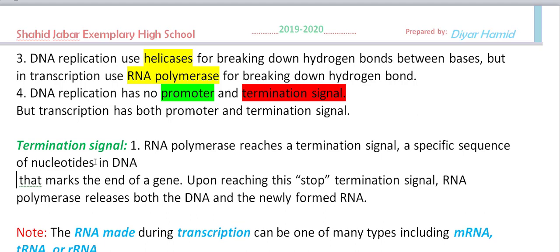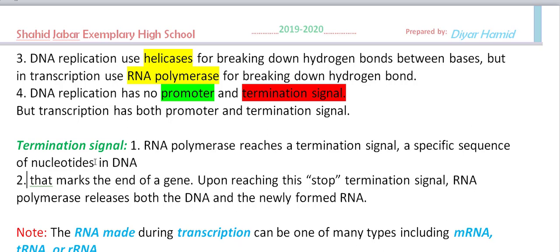The termination signal is a specific sequence of nucleotides in DNA. This is the termination signal. So the promoter and termination signal are both part of the gene, not part of the RNA. Second, they mark the end of the gene. Upon reaching the termination signal, RNA polymerase is released.